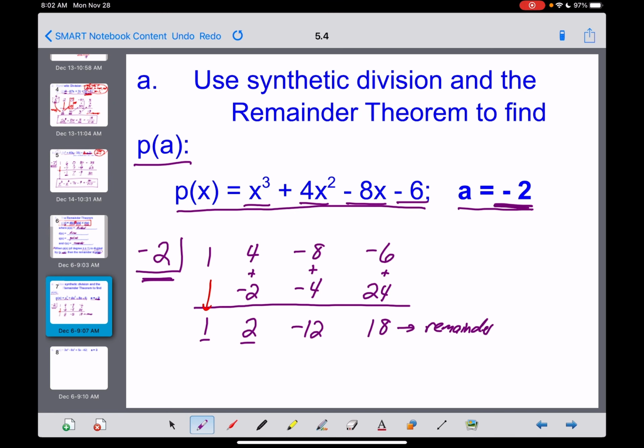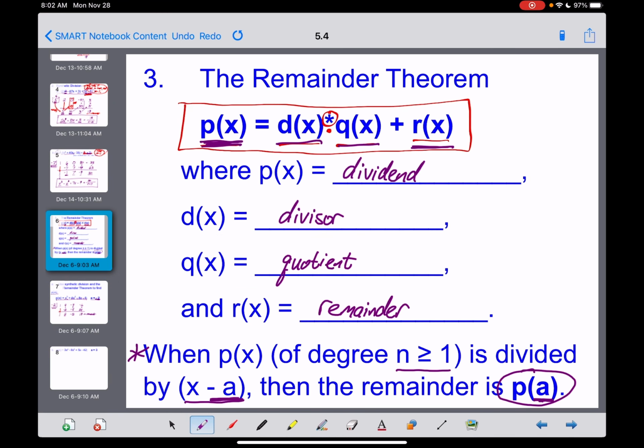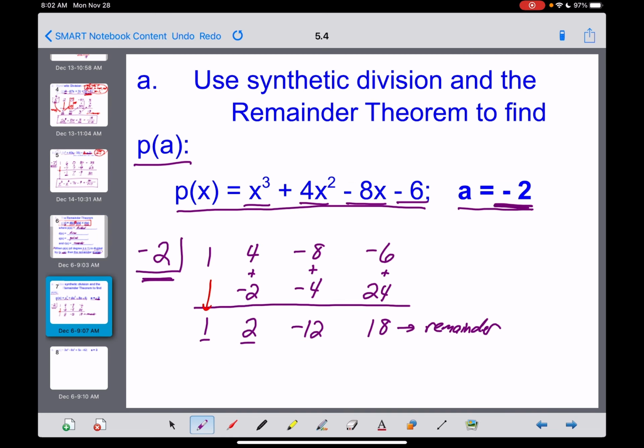And what we just wrote down on the last slide, guys, is that the remainder is the value of p of a. So what we've just learned here is that if we wanted to evaluate p, the original function, at our a value, which was -2, the answer to that is this remainder right here, which is 18.